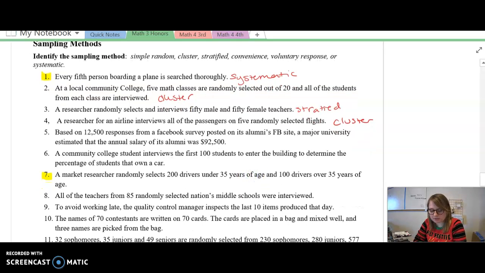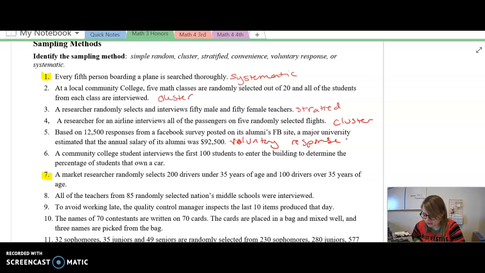Based on 12,500 responses from a Facebook survey posted on its alumni Facebook site, a major university found that the annual salary of its alumni was $92,500. So this is a voluntary response, meaning these people from the Facebook group voluntarily took the survey and told the university what they made.